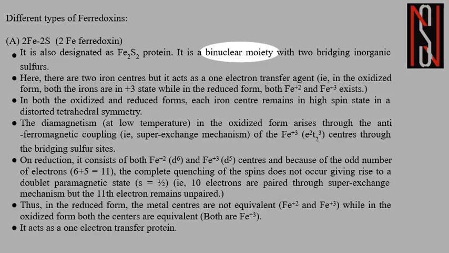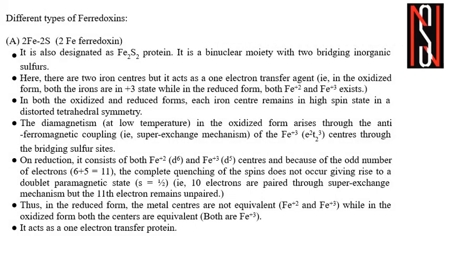And it is a binuclear moiety. Why is it a binuclear moiety? See, as it is designated Fe2S2, per protein molecule two metal ions are present, so we designate it as a binuclear moiety, because per protein molecule it will have two iron ions with two bridging inorganic sulfurs.